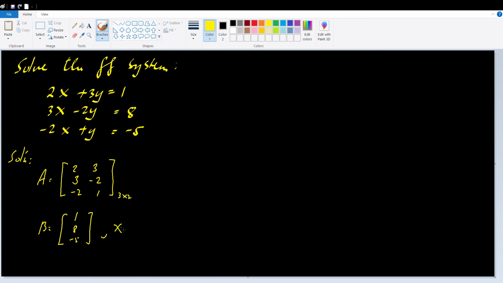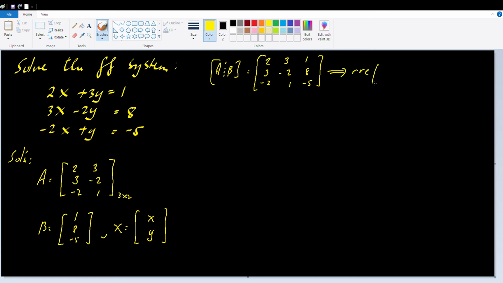Then, matrix X consisting of the unknowns. There are only 2 unknowns, X and Y. Alright? So the augmented matrix A, B, we rewrite the elements of A: 2, 3, 3, negative 2, negative 2, 1. And then we append the elements of B: 1, 8, and negative 5. Right? We shall now reduce this to echelon form.